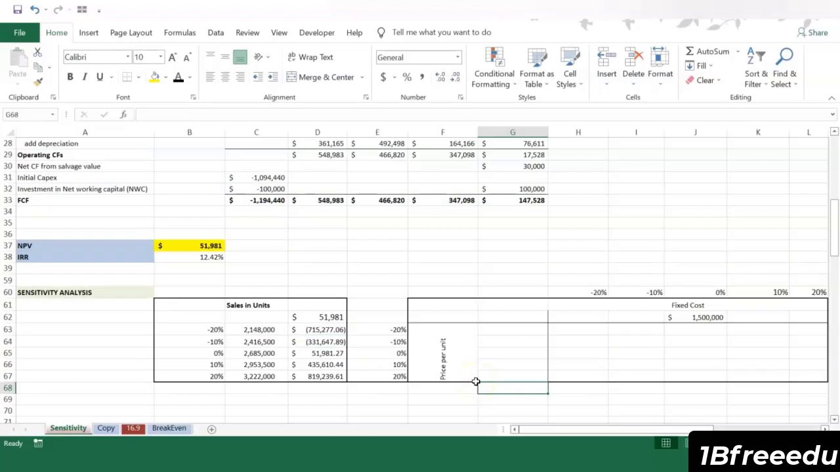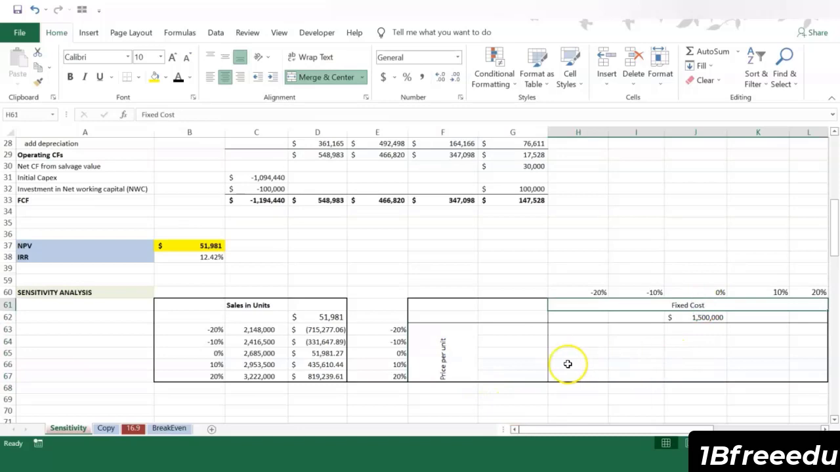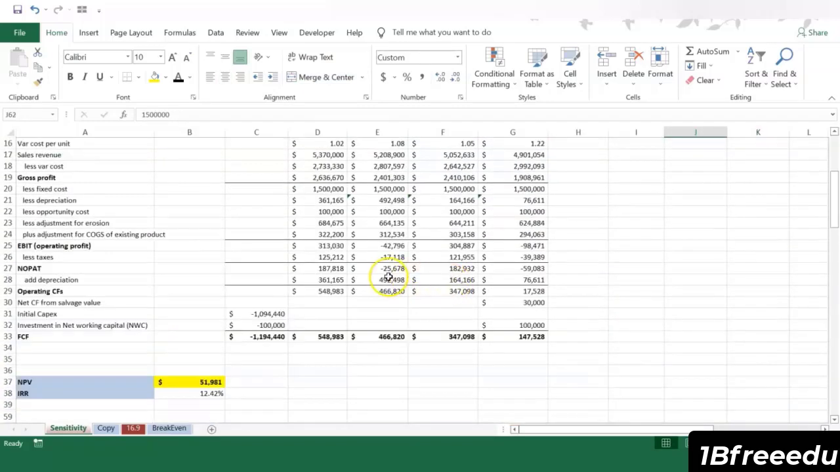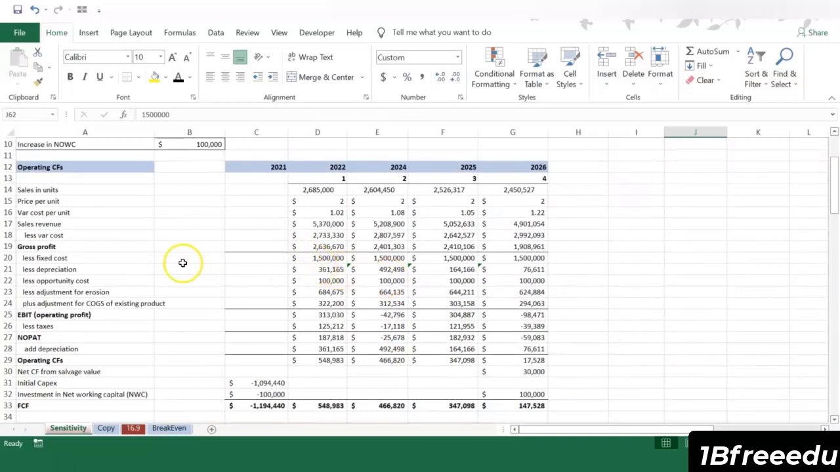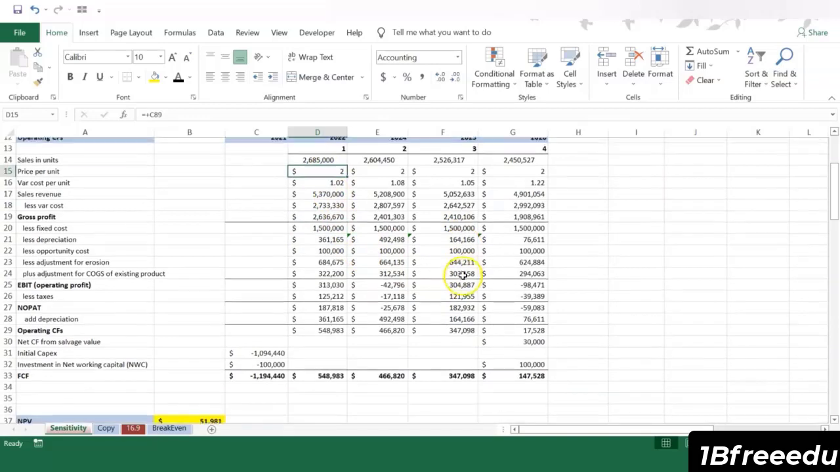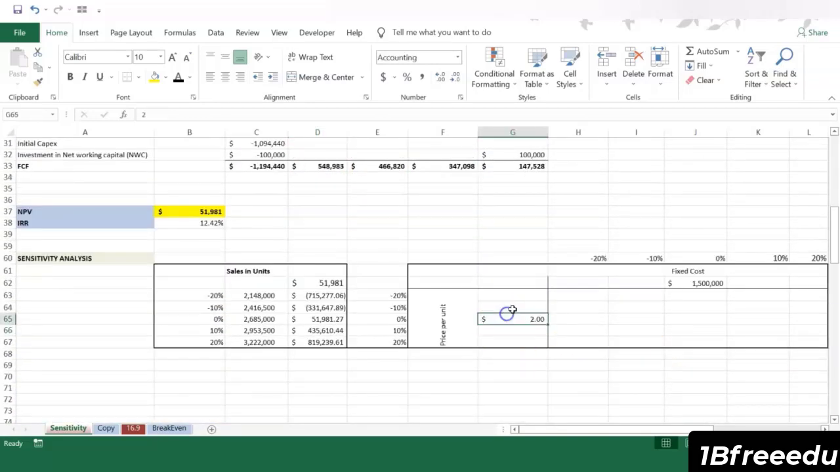You can also do this table with two variables. Let's say we have the price per unit and the fixed costs. Let's start with the baseline numbers. For the fixed cost, our baseline number is 1.5 million and the price per unit is $2. And now you can add the percentage changes.